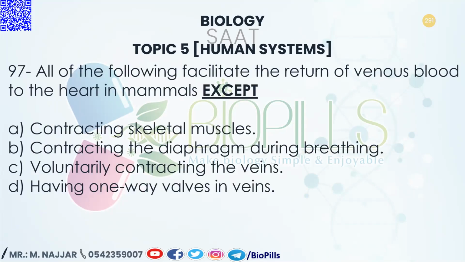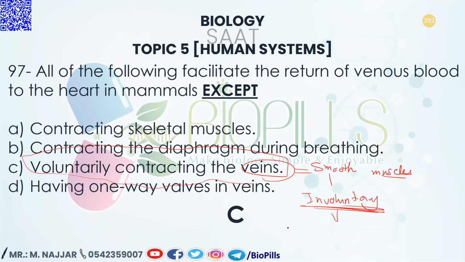All of the following facilitate the return of venous blood to the heart in mammals. This is from another exam. A does, B does, and D is very important. C, voluntarily contracting the veins. Can you voluntarily contract the vein? You cannot. Why? Because veins are lined with smooth muscles, which are involuntary, so you cannot control them.